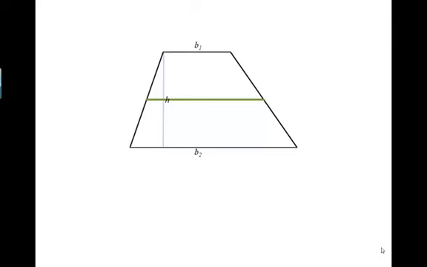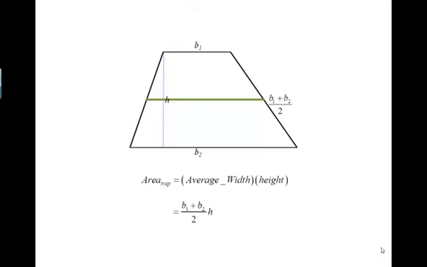And the length of this distance is the average of the length of the two bases. Therefore, the area of the trapezoid is really the average width of the trapezoid times the height, which is b sub 1 plus b sub 2 over 2. That's the average width times height. Now, you can say that this formula is equal to the initial formula, but it's not.